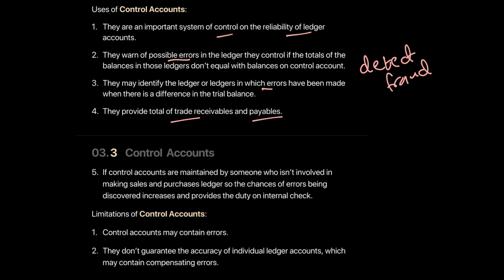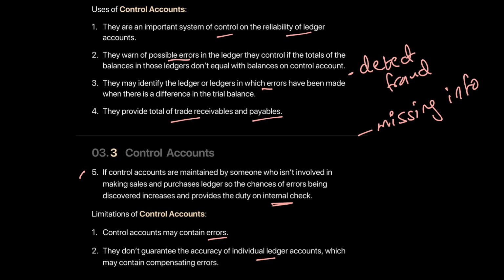Which is why we have this internal check process over here. I've also explained point number 5. And you can also say one more thing: it will help us later onwards in calculating any missing information. So any missing information can be calculated using a control account. However, control accounts themselves may contain some errors. We will again highlight this in a later video, and they don't guarantee the accuracy of your ledgers.